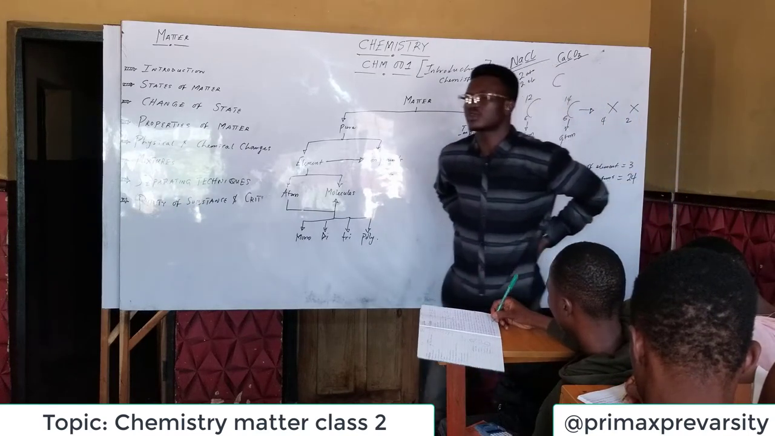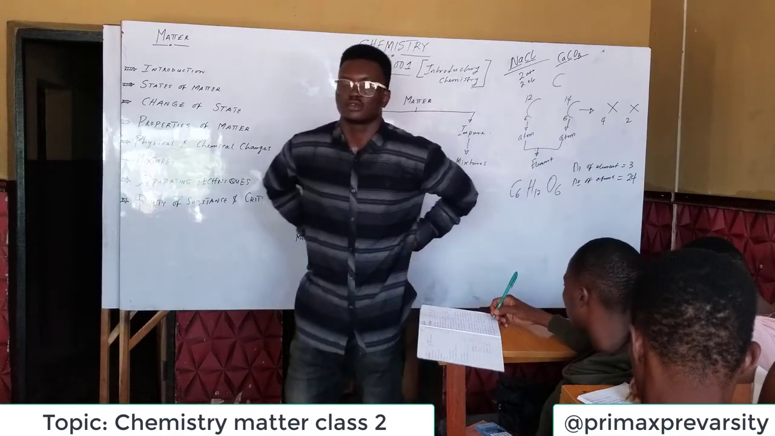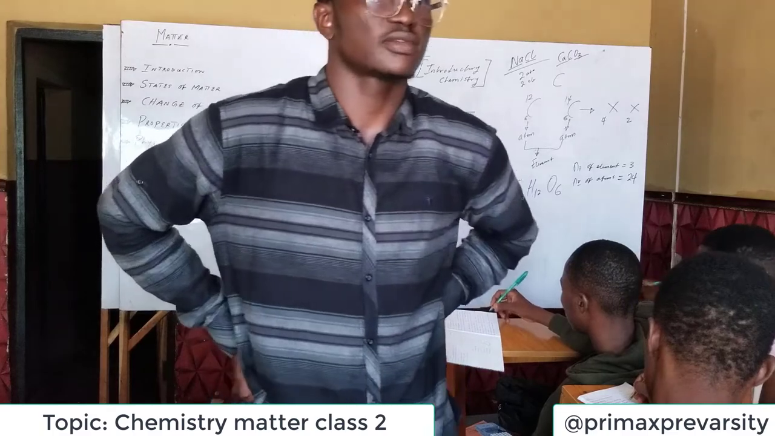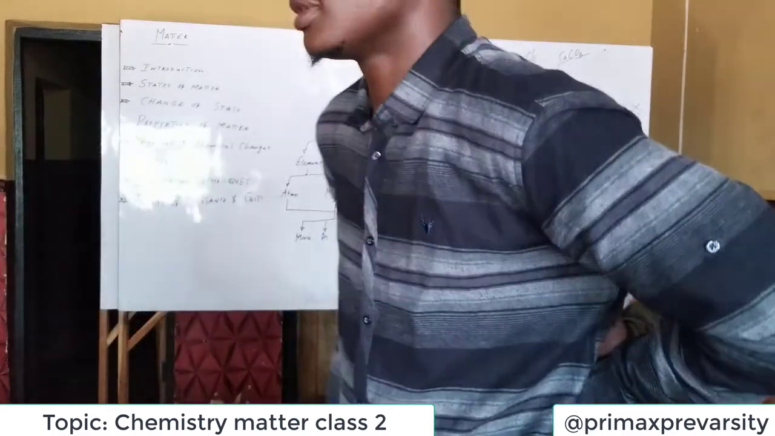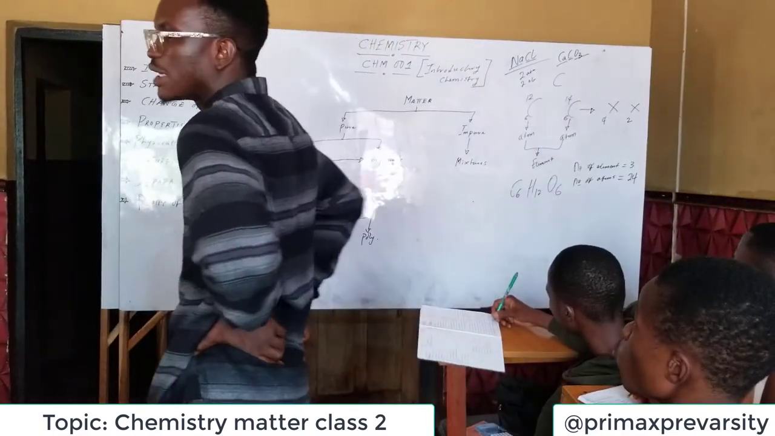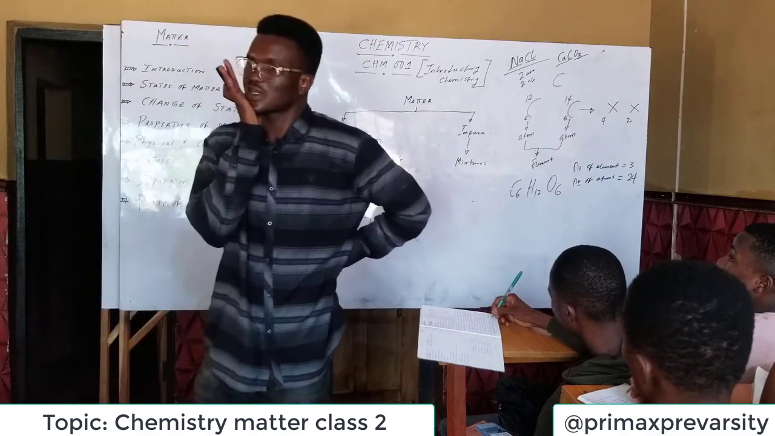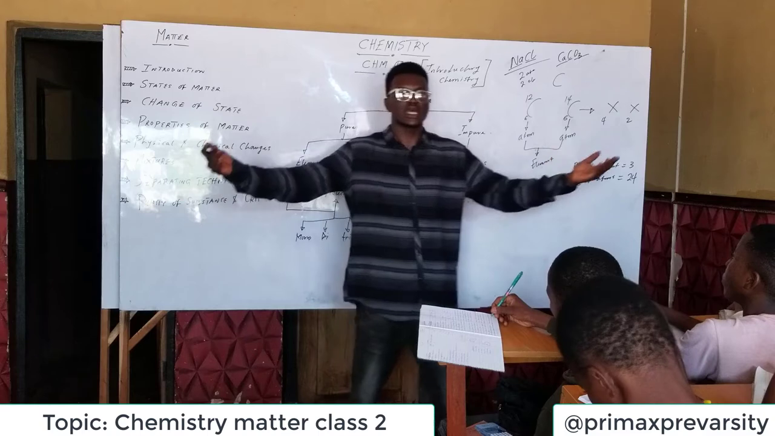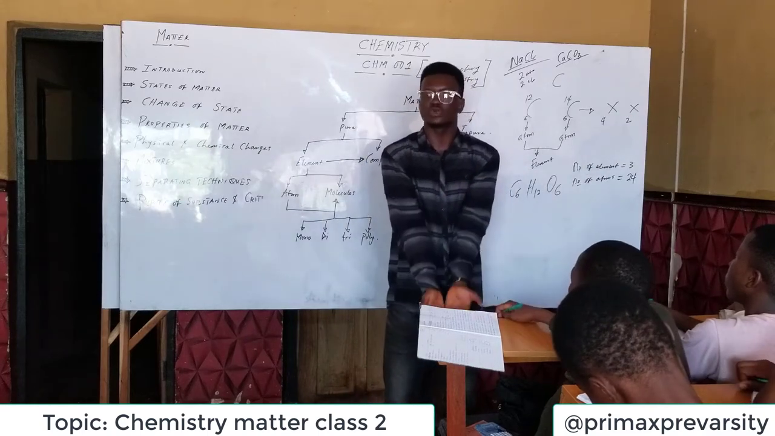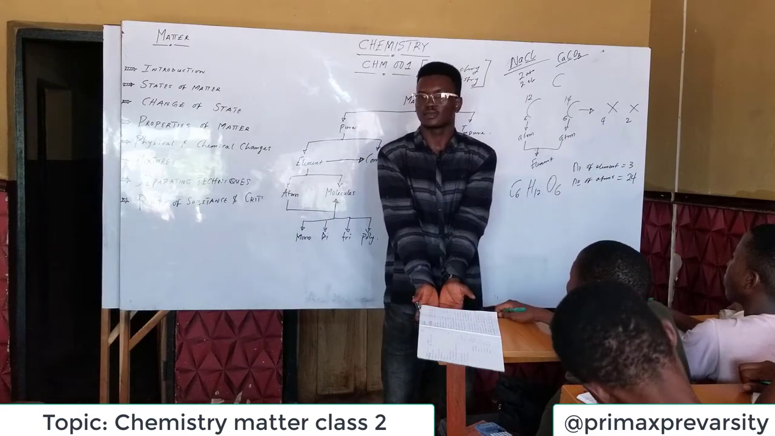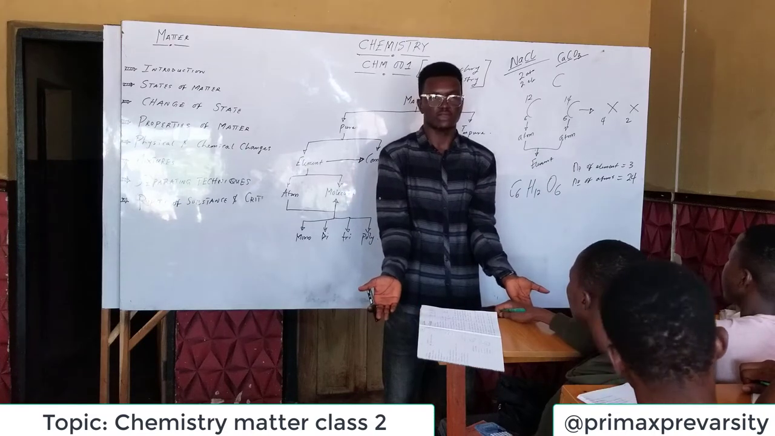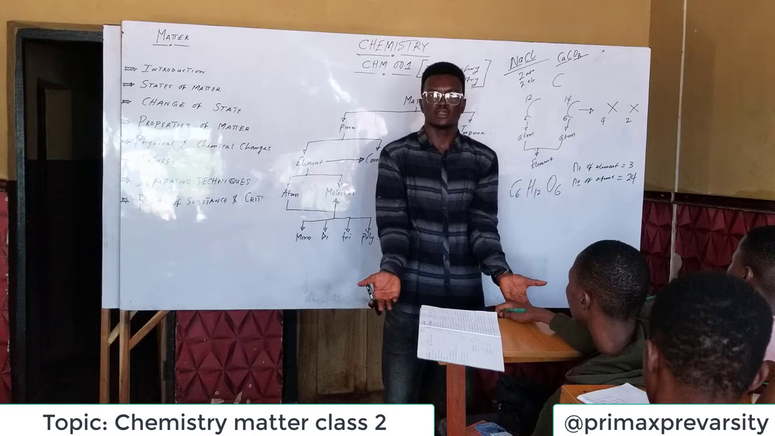Do you know the properties of hydrogen gas, or hydrogen itself? Do you know the properties of oxygen? But when they turn to water, they become something else. Hydrogen is a gas. Oxygen is a gas. When oxygen and hydrogen come together, they form a liquid. Why didn't they form a gas? I don't know if you understand what I'm saying.